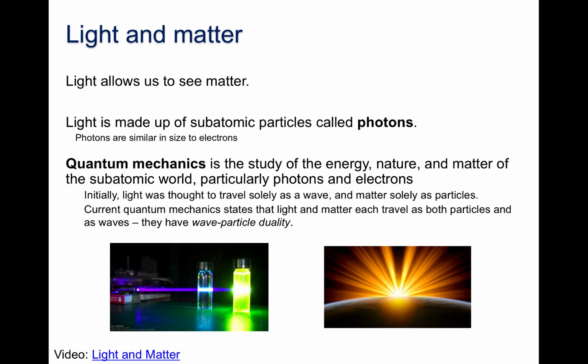Quantum mechanics is the overall study of energy, nature, and matter of the subatomic world, with particular interest in photons and electrons. We're going to take a little bit of a journey through the history of quantum mechanics, as exciting as that sounds, where we found that initially, before modern quantum mechanics was founded, light was thought to only travel as a wave and matter traveled as particles. I'll describe what that means a little bit later. But current quantum mechanics says that light and matter both have properties similar to both waves and particles. They both travel as particles, they both can travel as waves, they have what we call wave-particle duality.